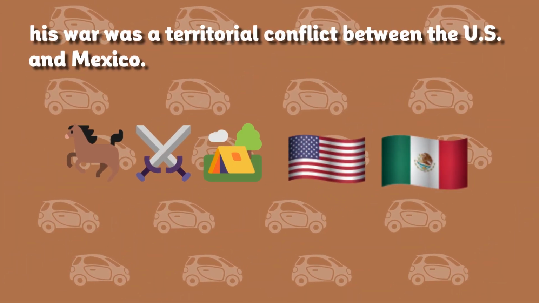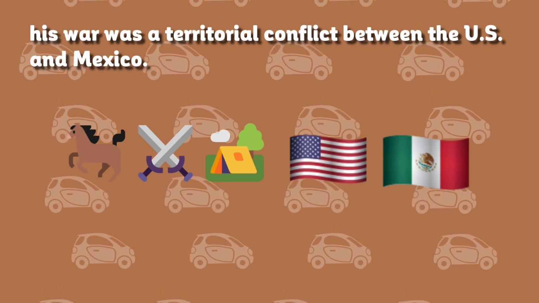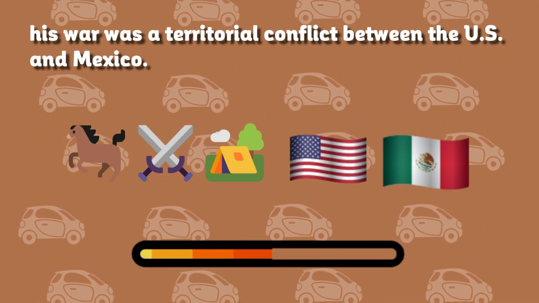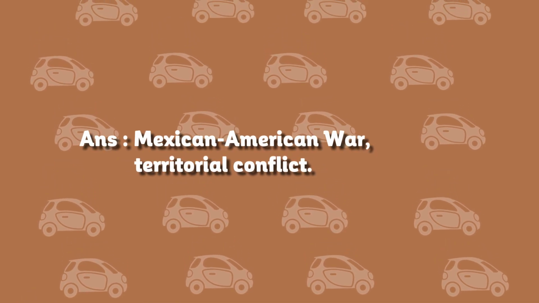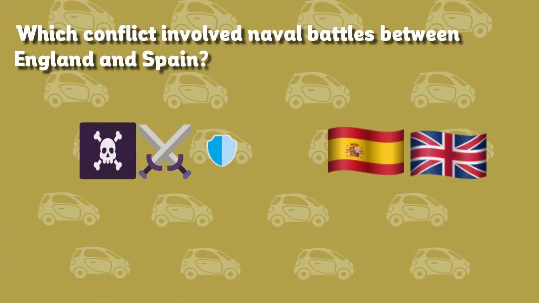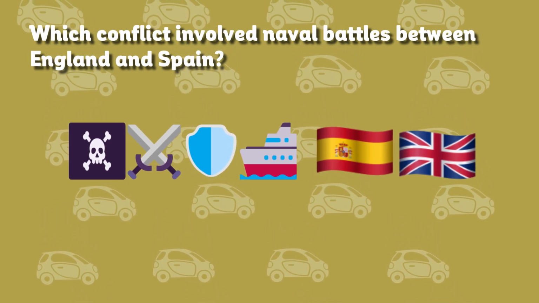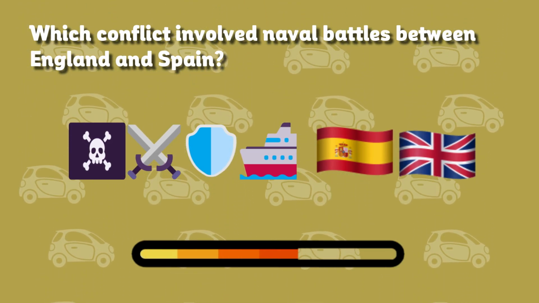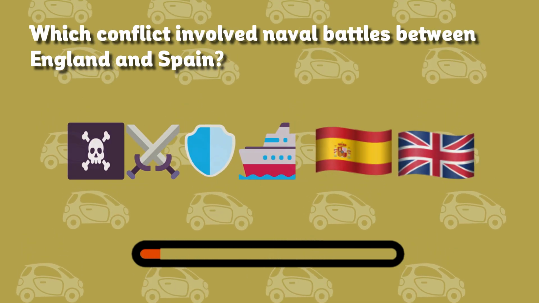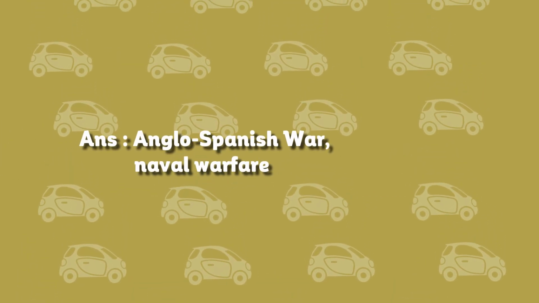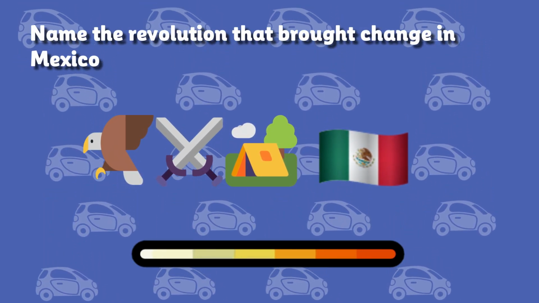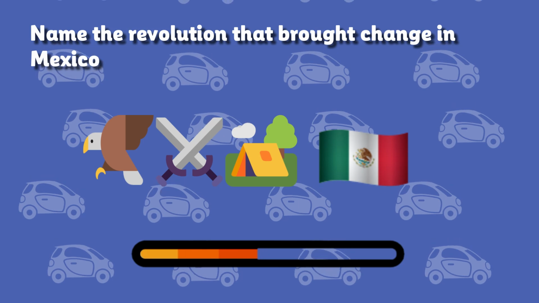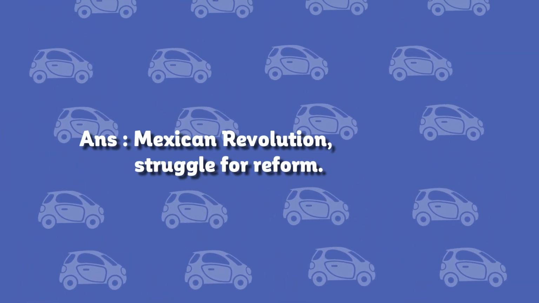This war was a territorial conflict between US and Mexico. Mexican-American War. Territorial conflict. Which conflict involves naval battles between England and Spain? Anglo-Spanish War. Naval warfare. Name the revolution that brought change in Mexico. Mexican Revolution. Struggle for reform.